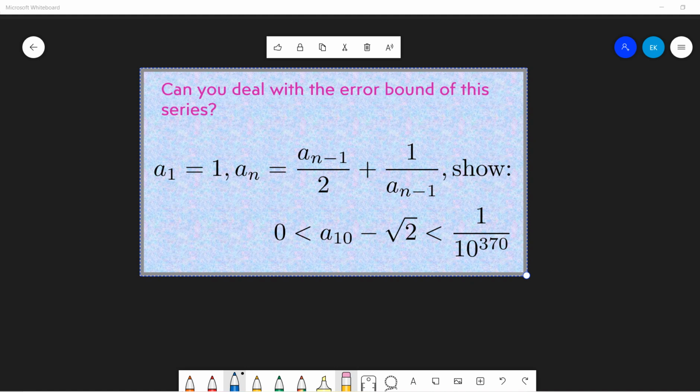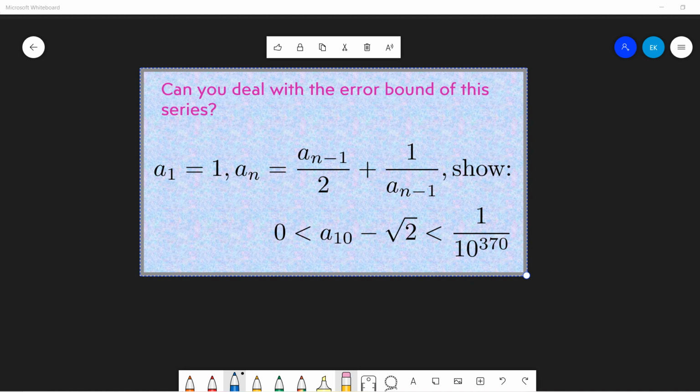So in this video, let's solve this problem. This problem is also a very good exercise to learn how to get the bound of a_n, especially for a_{n+1} = a_n/2 + 1/a_n, where a_1 is 1. Our goal is to show that a_10 minus square root of 2 is greater than 0 and less than 1 over 10 to the 370.